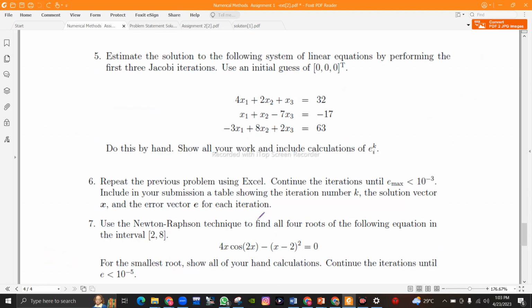Problem 5. We are given this equation and we are asked to use Jacobi iteration like the first one we did, and we are asked to show all the errors we got. So it's the same procedure, same method, nothing changed. And we are also asked to use Excel to solve it. So I'll use Excel to solve it too. So let's start with the Jacobi before we use Excel.